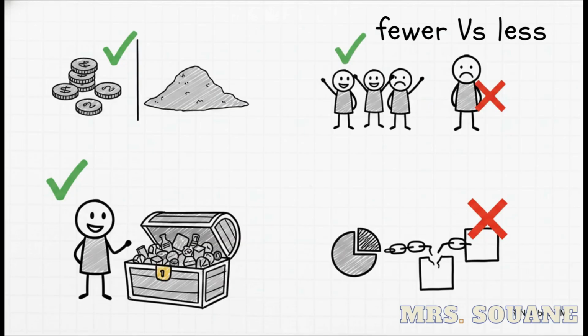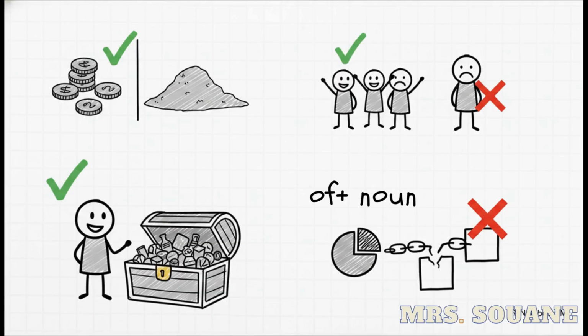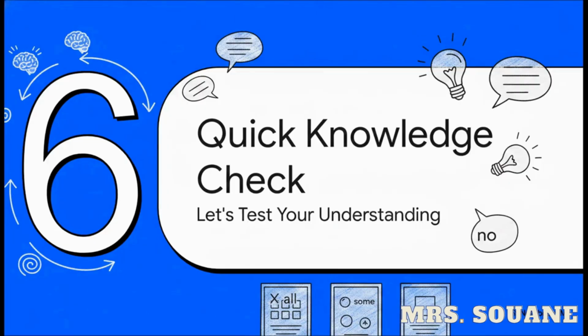Third, remember that attitude we talked about? A few is positive, few is negative. And finally, don't leave your quantifiers hanging. It's not just "most of." It's "most of the team" or "some of the data." It always needs to connect to the noun. Whew, okay, that was a good bit of information. So how about we compile what we've learned with a quick knowledge check?